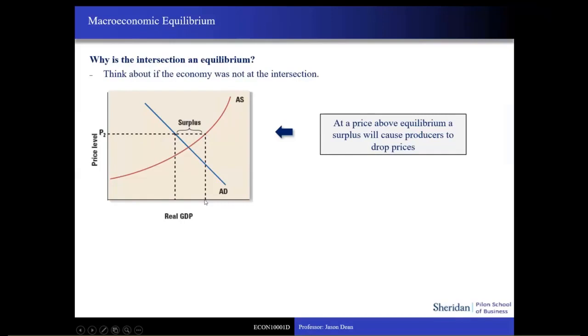So the two groups here, the consumers and the producers, have opposite behavior when it comes to prices. Firms like higher prices and they want to supply more. Consumers don't like higher prices, they want to buy less. So let's just keep going with this price above the equilibrium. At this price above the equilibrium, we end up getting a surplus.